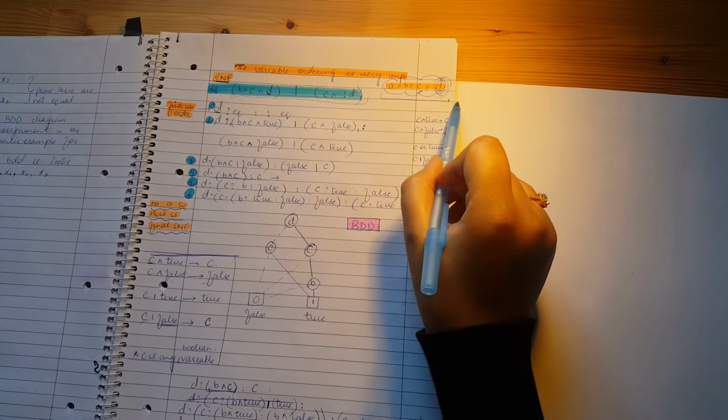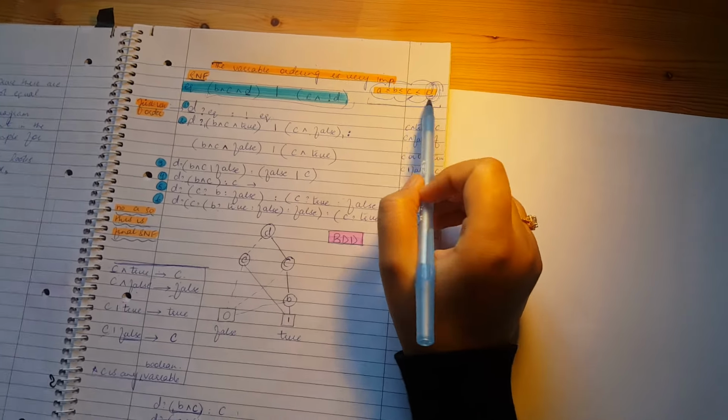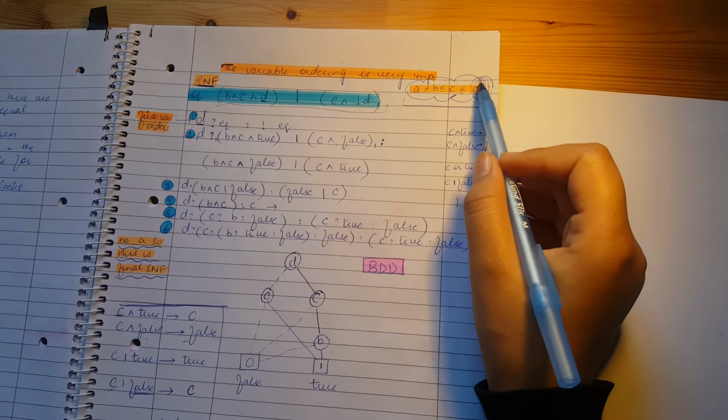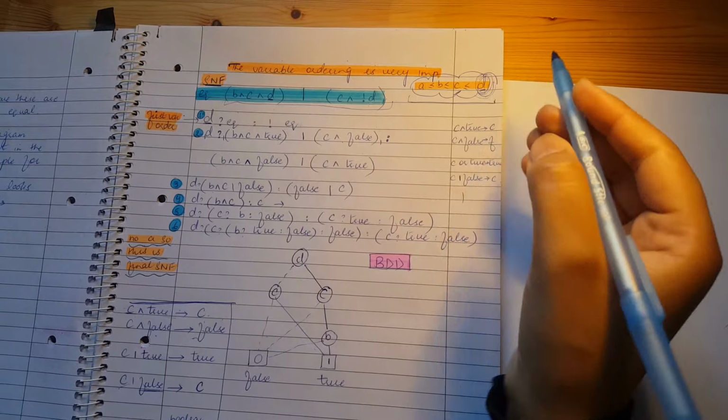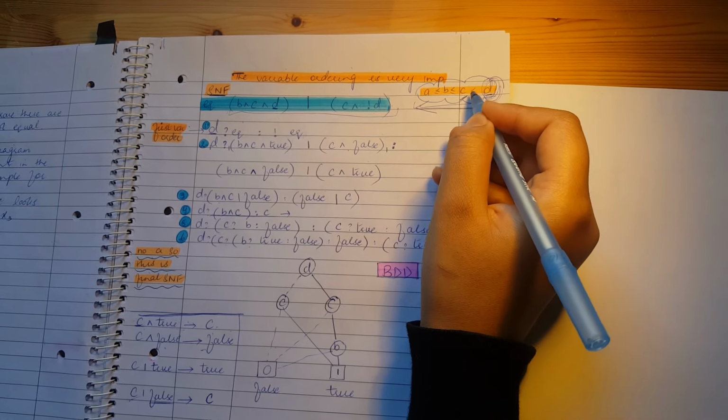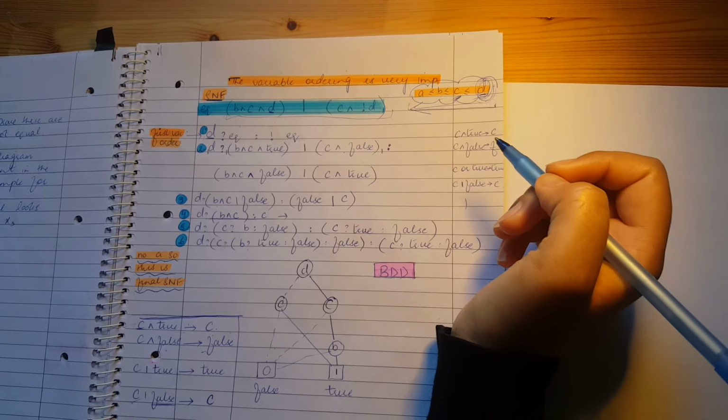So you have to keep in mind this: the variable ordering, it will be given in the question. You have to start with the largest variable and then move to the smallest variable. When you are done with D, then you'll move to C, B, and so on.